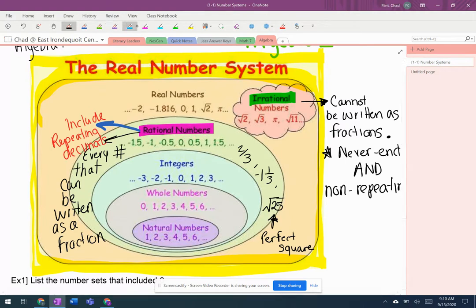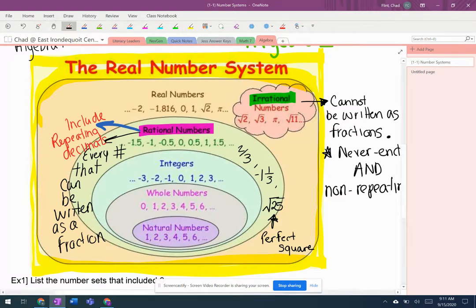Okay, so then moving on. A number cannot be both rational and irrational at the same time. It's one or the other. It either can be written as a fraction or it cannot. But both rational and irrational numbers are real numbers.